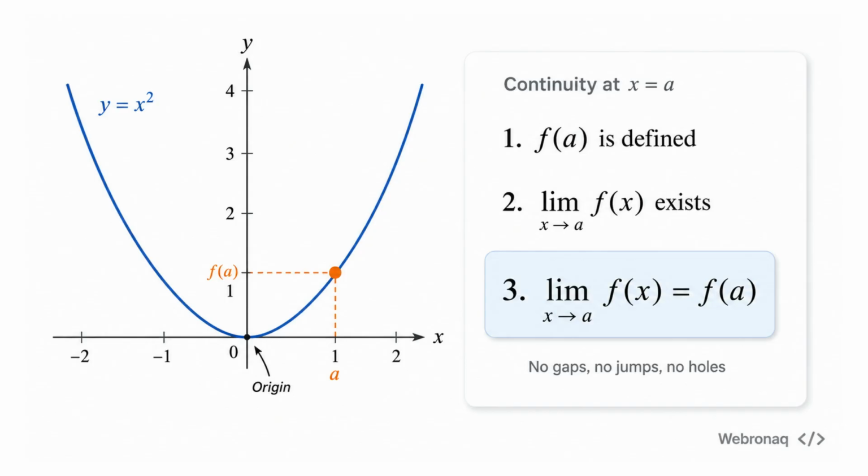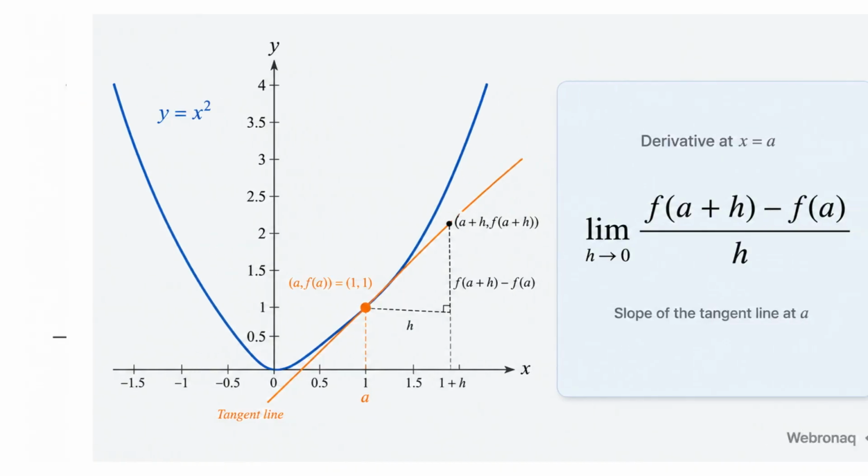If there is a hole, a jump, or a vertical break at a, at least one of those three conditions fails. Continuity is a local property. A function can be continuous at some points and discontinuous at others. Now let's build on this and define what it means for a function to be differentiable.